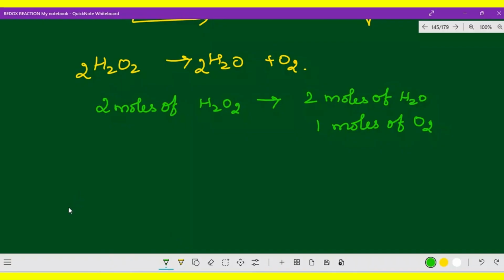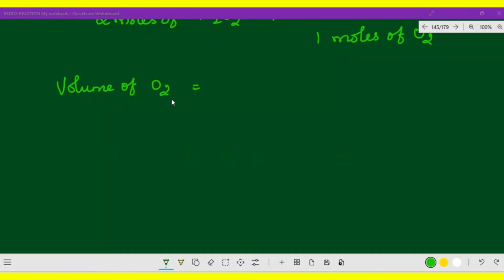According to this balanced equation, at STP we have to identify the volume of oxygen. So volume of oxygen equals, using standard temperature and pressure, mass divided by 2 moles of hydrogen peroxide producing 1 mole of oxygen, that is 2 into the molar volume, 22.4 liter per mole. When you calculate this, you will get 11.2 into mass.